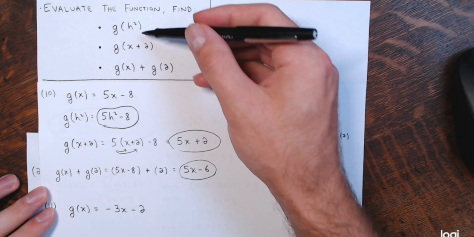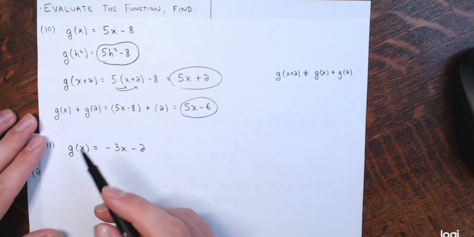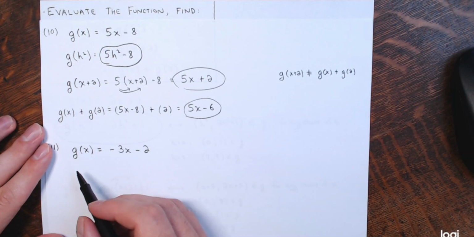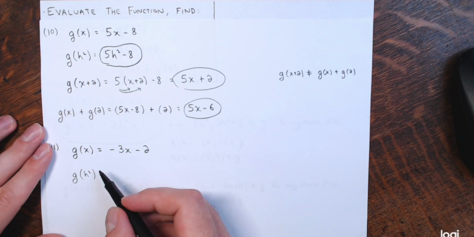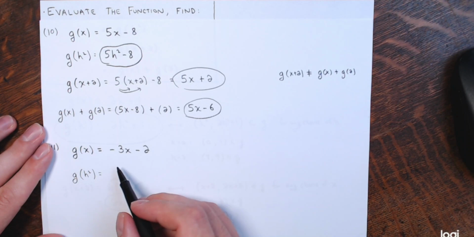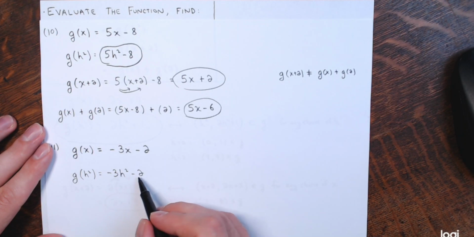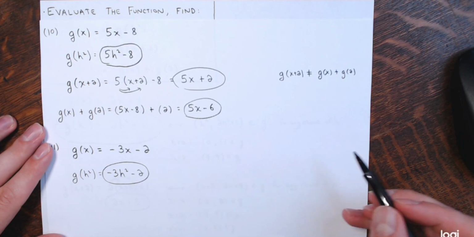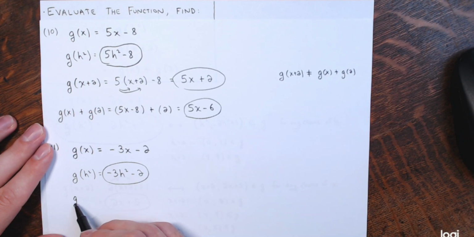All right, and same three things for example 11. All right, let's get going now. What's g of h squared? Just replacing x with h squared, we have negative 3 times h squared minus 2. And that's as simple as that gets. Then we're asked to find the value of g at x plus 2.